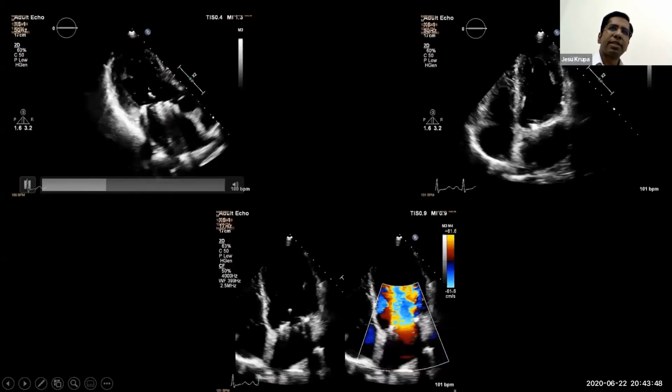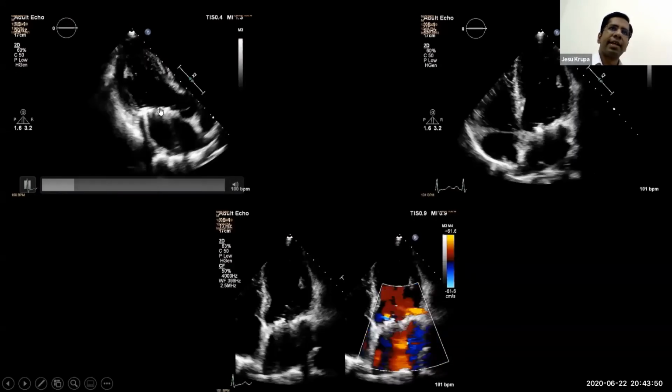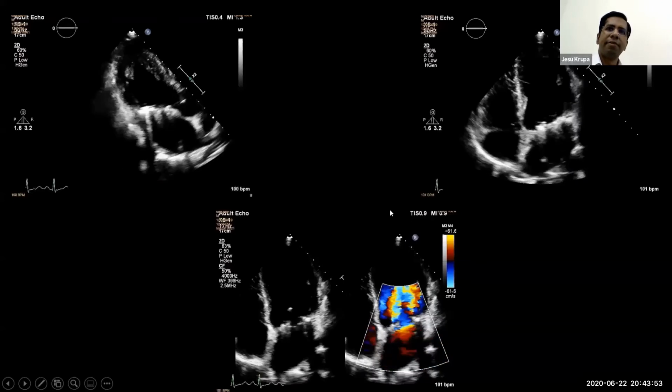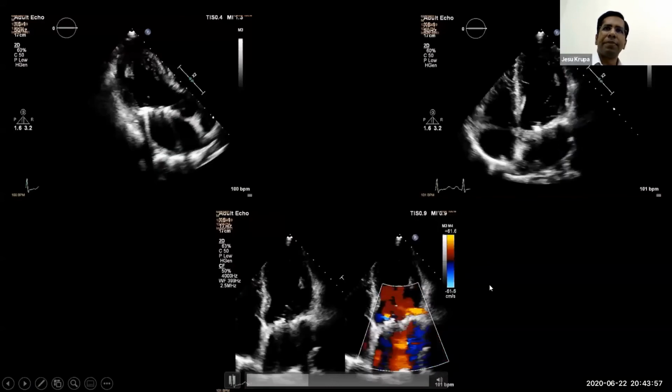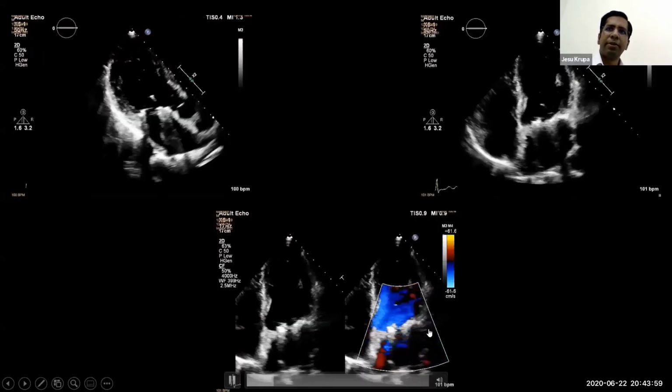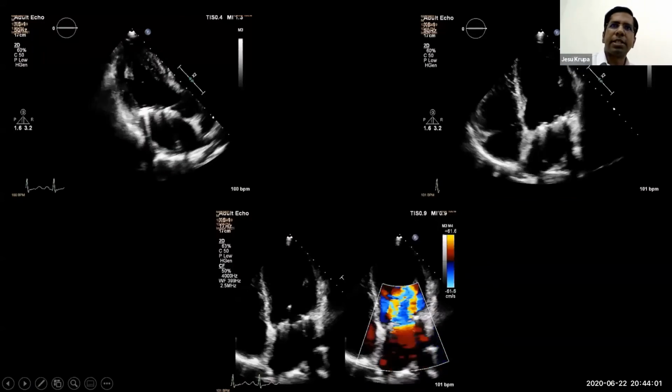Back to this patient. You can see a single leaflet tilting disc valve, which is nicely moving in all views, hardly any turbulence. Everything looks good. Even in the 4-chamber view, we don't see much.